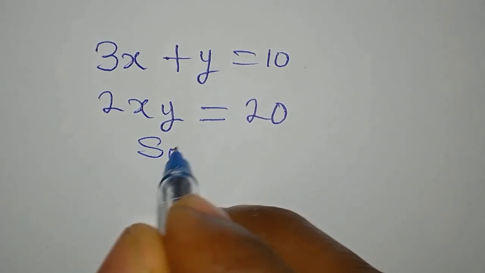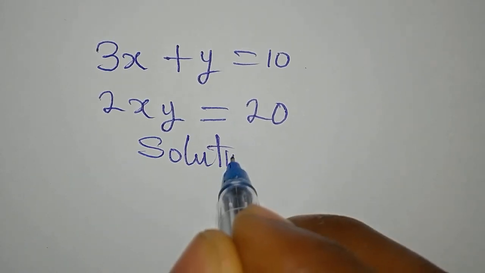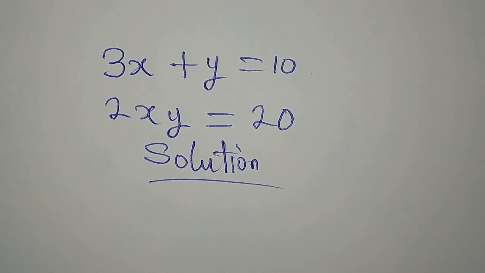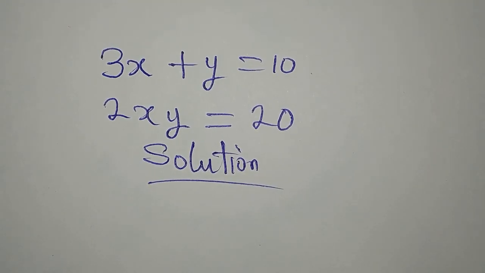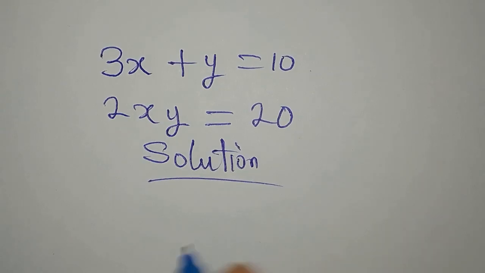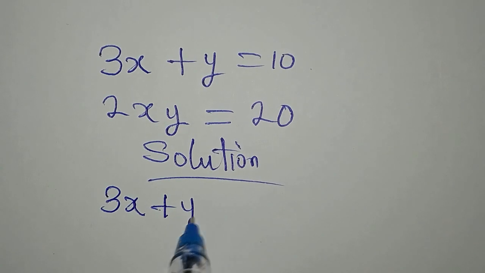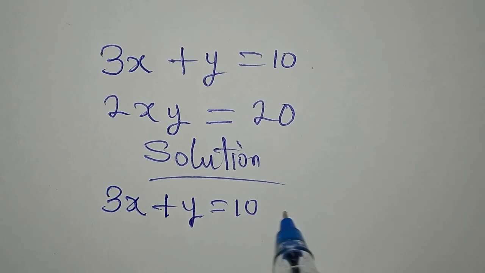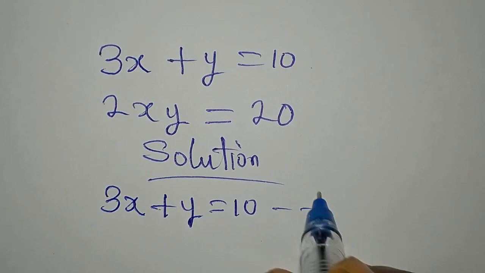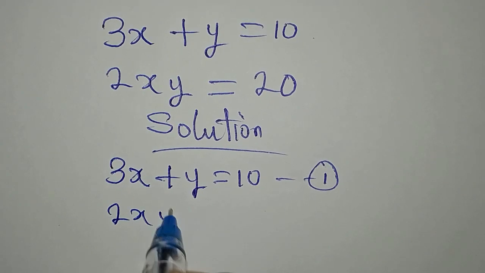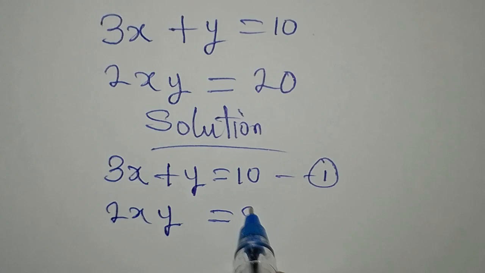Let's provide the solution to this problem. If you have any problem with simultaneous equations, just sit back and learn. We have 3x + y = 10. This is our equation 1. Now equation 2 is 2xy = 20.